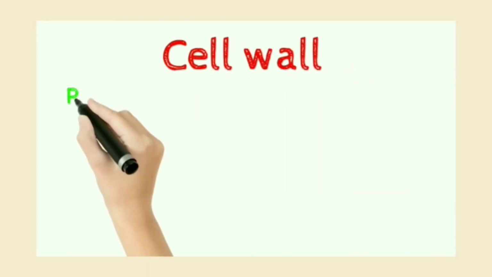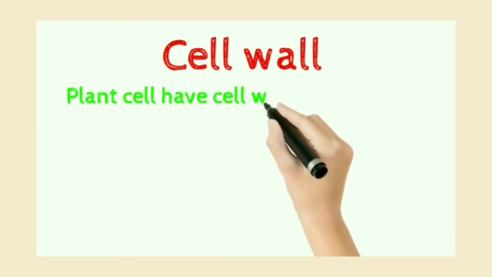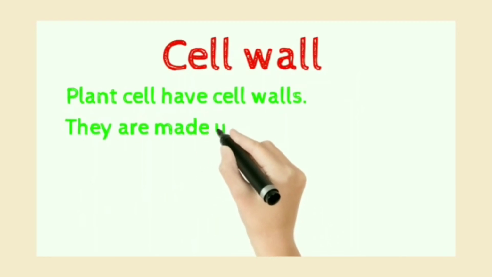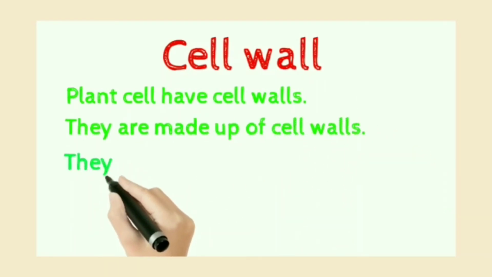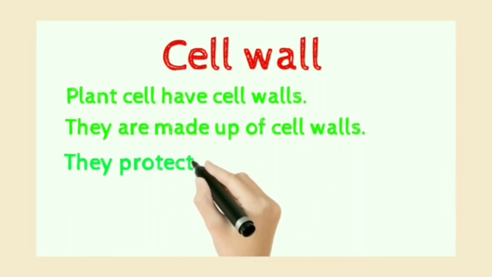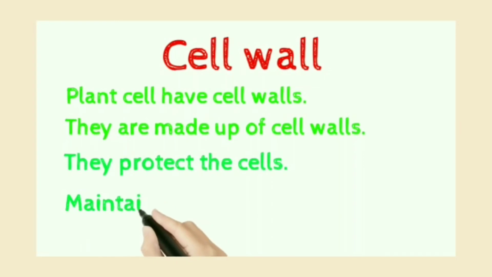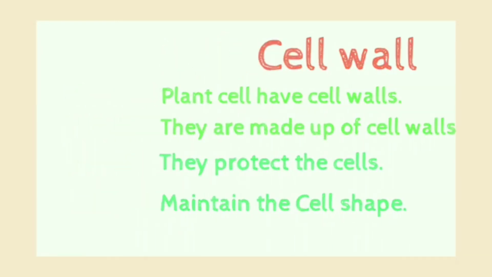Cell wall. Plant cells have cell walls. They are made up of cellulose. They protect the cells, maintain the cell shapes.